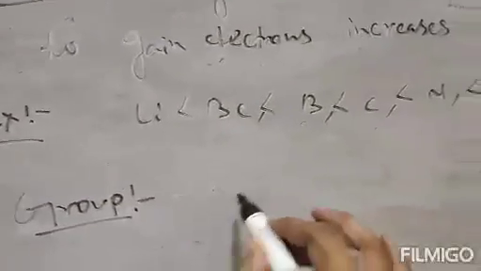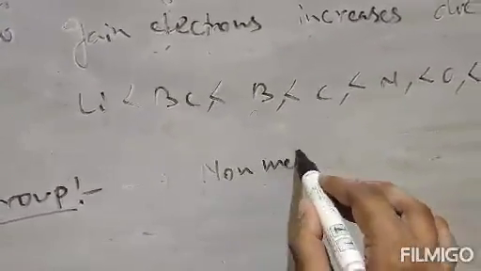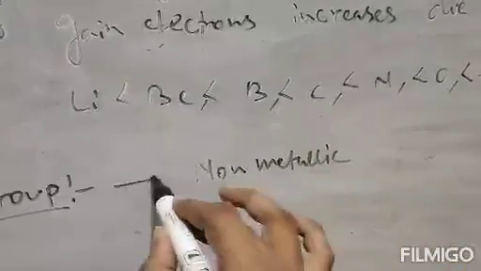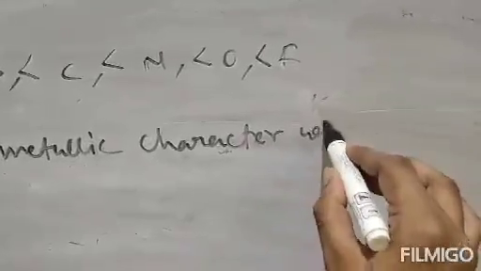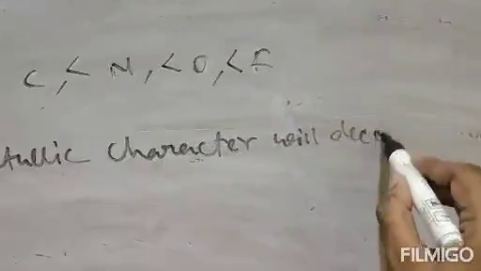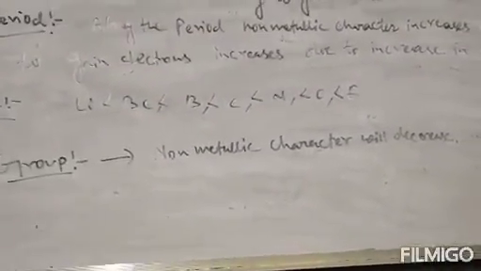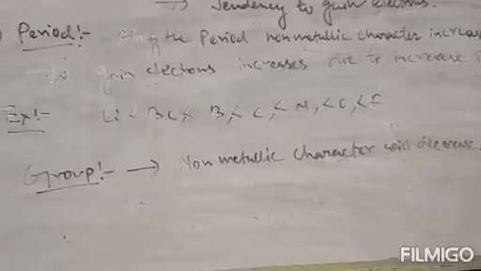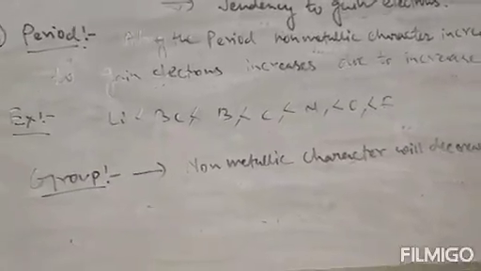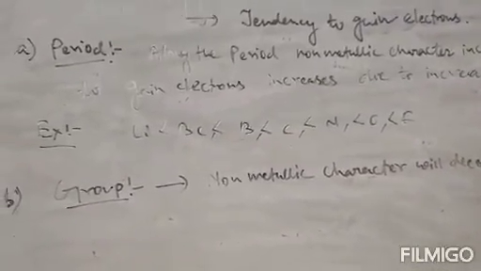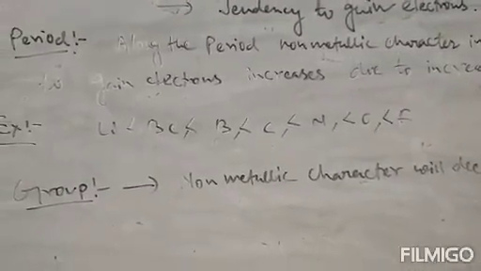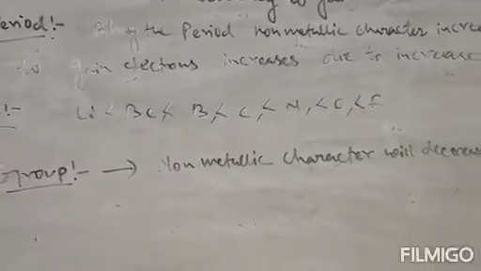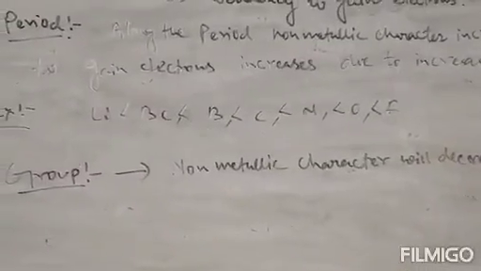So if you move from top to bottom, non-metallic character will decrease. On moving from top to bottom, that is group wise, non-metallic character decreases because the tendency to gain electrons decreases. That is the effect found group wise.